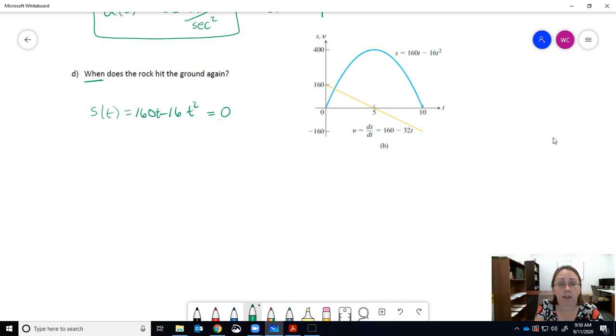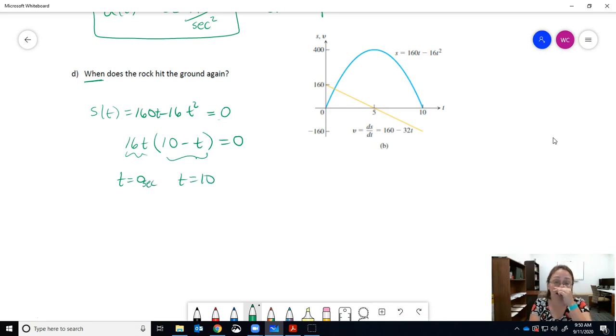So first of all, factor. I see 16 and t can come out. That leaves us with 10 minus t, all equal to 0. Set each of these factors equal to 0. So t equals 0, and t equals 10. So at 0 seconds, at the beginning, it's at the ground, and then it only takes 10 seconds for this rock to go up as high as it can, all the way back to the ground. So when does it hit again? t would be 10 seconds.